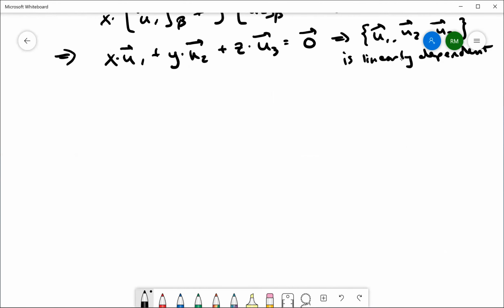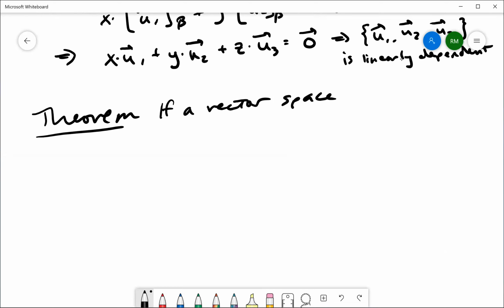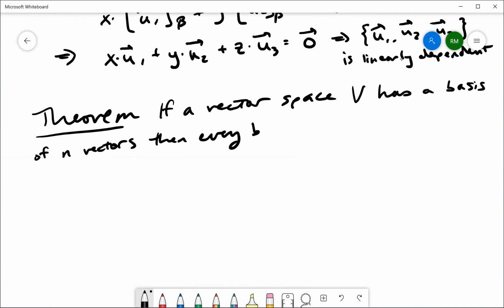So the immediate consequence of that is the following theorem. If a vector space has a basis of n vectors, then every basis of V has n vectors.